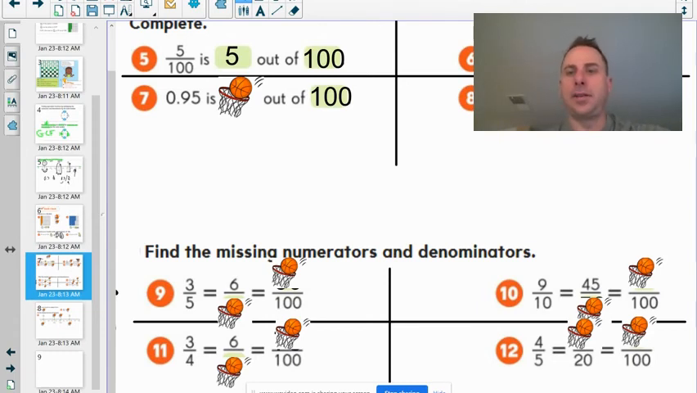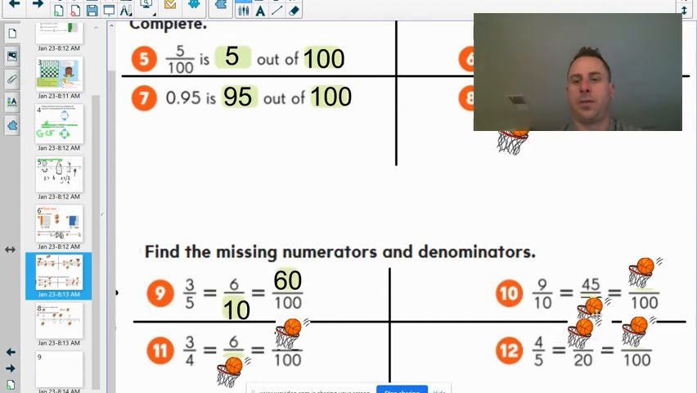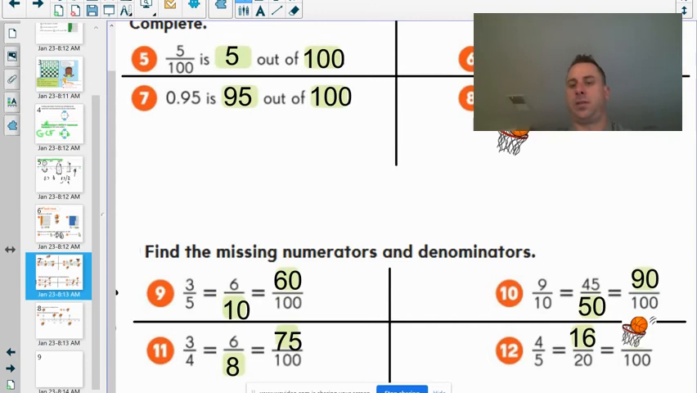Okay, and now let's see. 21 out of 100, 95 out of 100, 73 out of 100. 3/5 is 6/10, which is 60/100. 9/10 is 45/50, which is 90/100. 3/4 is 6/8, which is 75/100. 4/5 is 16/20, which is 80/100.